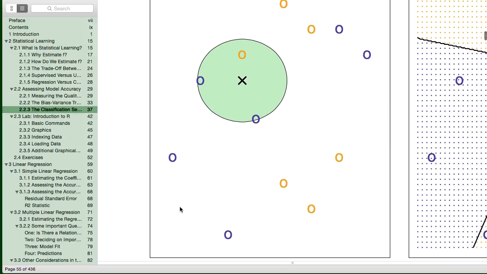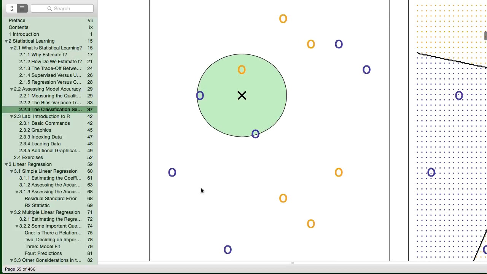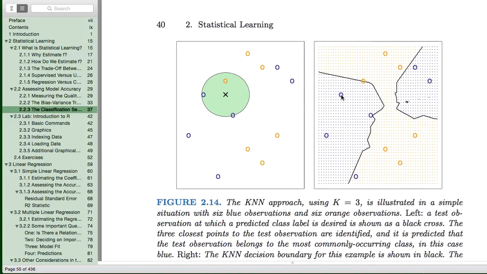Over here, it's not quite so obvious. I guess way over here, it's probably going to predict blue. And over here, it's going to predict orange. Over here, probably blue. So we can establish a decision boundary like the Bayes decision boundary. And this is the KNN decision boundary. And that's what these regions are.